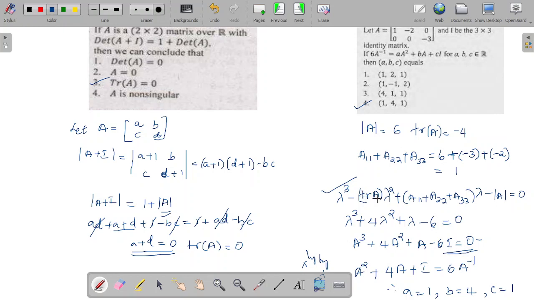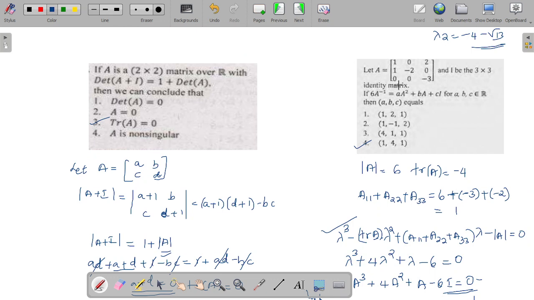So what are the values of trace of A and the cofactors? Determinant of A comes out to be, you calculate that, 6. Trace of A equal to the sum of diagonal elements, that is equal to minus 4. Now the cofactors of the diagonal elements. First row, first column: 3 twos are 6. Next, second row, second column: delete second row, second column, minus 3 and 0, that is giving you minus 3. Third row, third column: minus 2. When you add up all these values, you will get the answer 1.